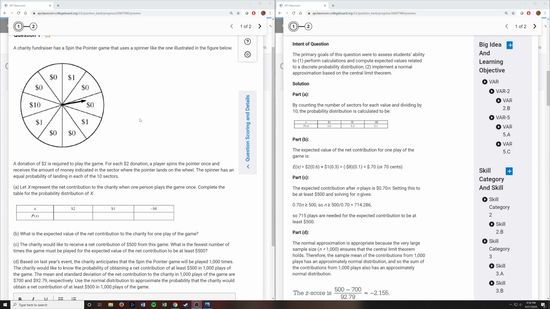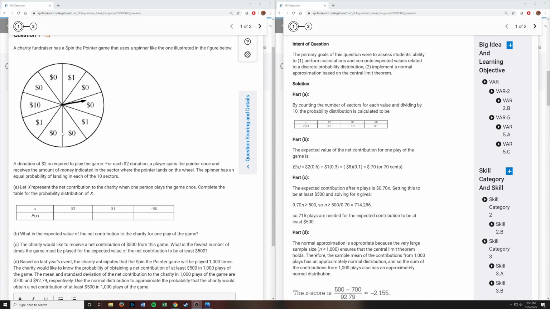So if you paid $2 and the pointer lands on 0, like it is here in this picture, you've donated $2. If you land on $1, you paid $2, so you donated $1. And if it lands on the $10 wedge, you've donated negative $8 because you effectively stole $8 from charity, you monster. So for part A, we just need to figure out these probabilities.